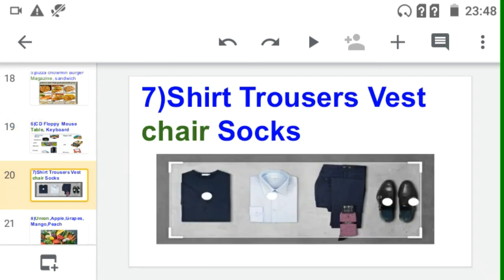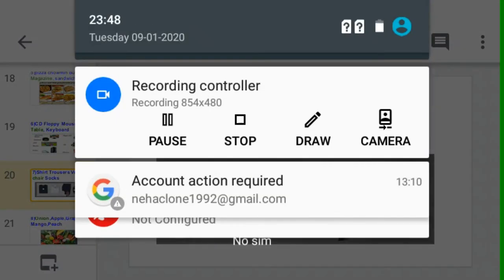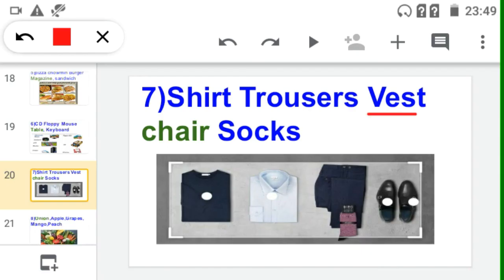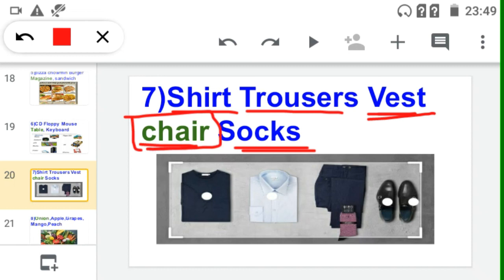Then see the seventh question. First thing is a shirt, second is a trouser, third is a vest, fourth is a chair, and fifth one is socks. Have you observed, students? Shirt we wear, trouser we wear, vest we wear, and socks we wear. But can we wear a chair? Wearing a chair? No.